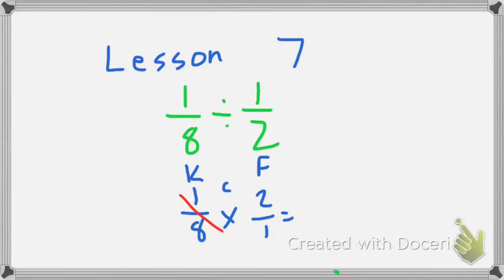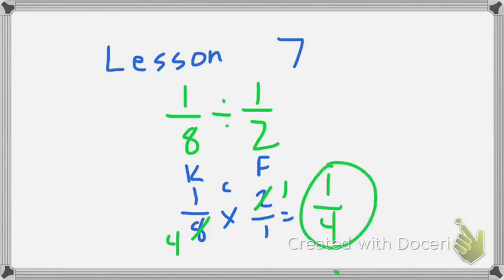So 1 and 1 can't do anything with that, but 2 and 8 you can cross cancel there to make it smaller so it's easier to multiply. You won't have to do that much reducing. So 2 goes into 2 1 time, and 2 goes into 8 4 times. So now I can just multiply 1 times 1 is 1, and 4 times 1 is 4, and my answer is 1/4.